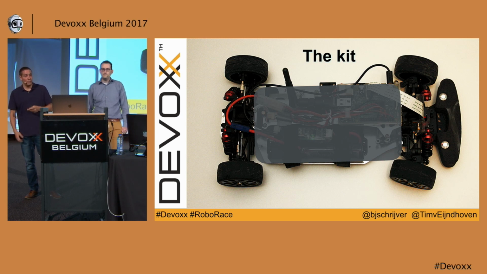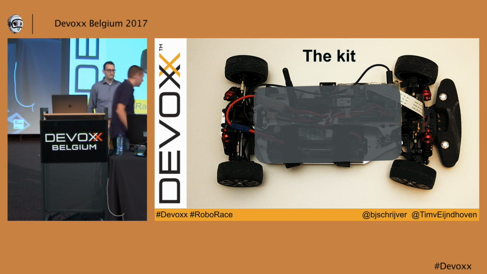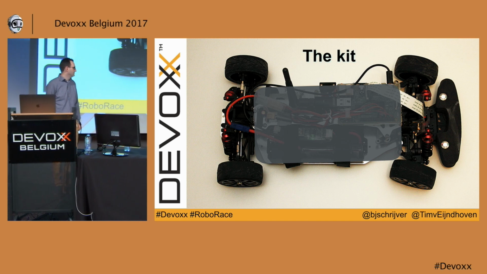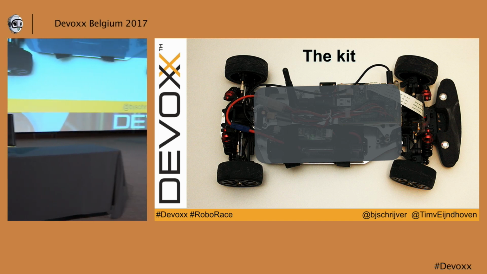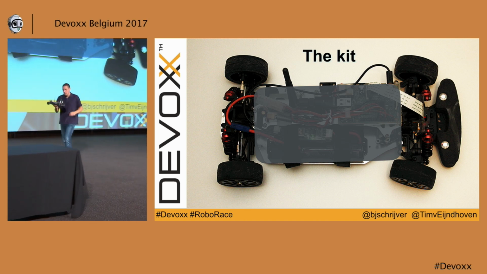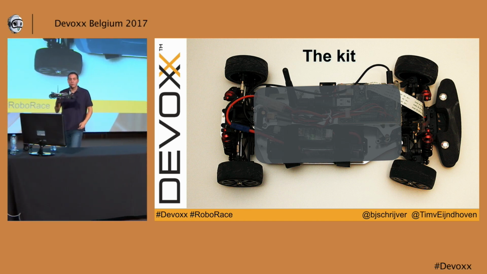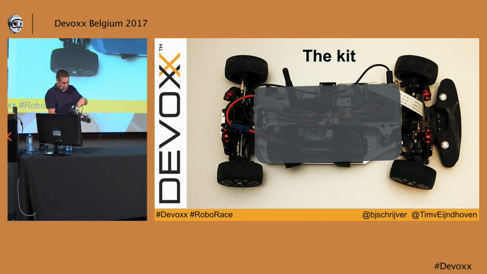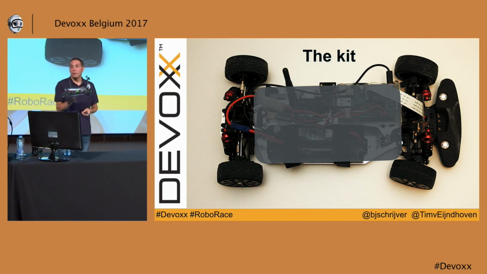So this is what we have. It's a fairly basic RC car kit. Let me grab it real quick. It has wheels, like most cars. 4, even. It has a servo to control the wheels. It has an engine, a speed control that will make the car drive, and then a frame and a battery to power the whole thing.